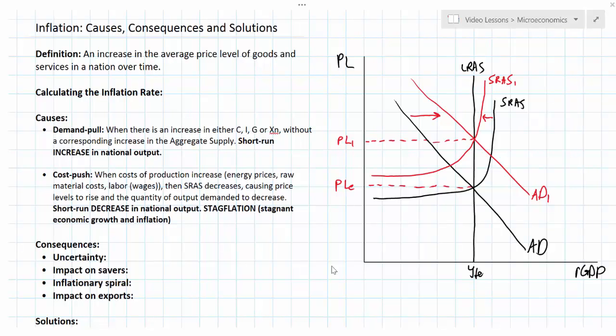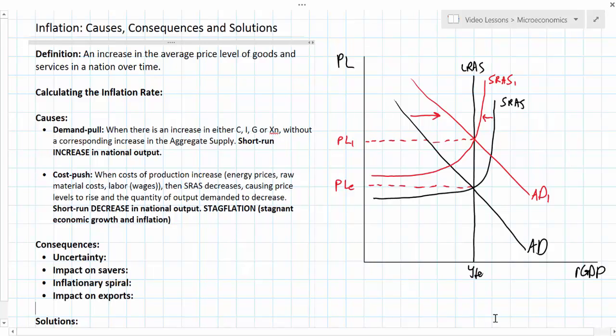In our first video on inflation, we defined inflation, showed how to calculate it, and distinguished between the different causes of inflation, including demand pull and cost push inflation. In this lesson, we're going to focus on some of the consequences of inflation and talk about some possible solutions to inflation without going into too much detail into the different types of policies a government can use, as these are topics covered in later lessons.